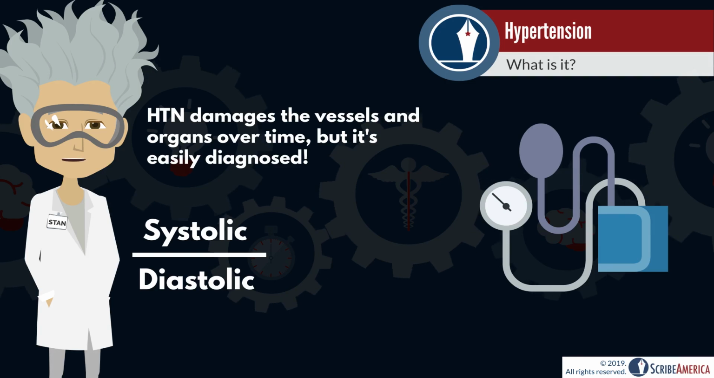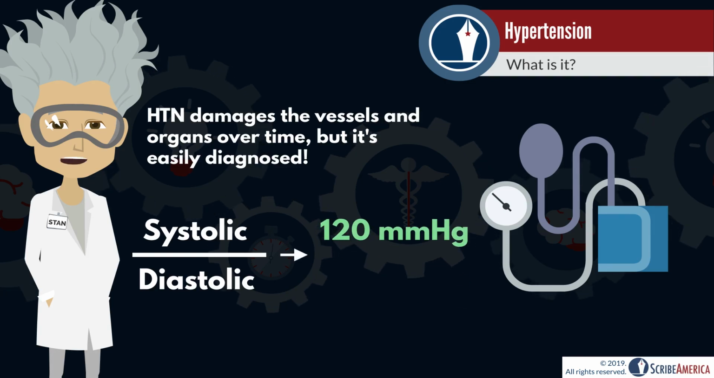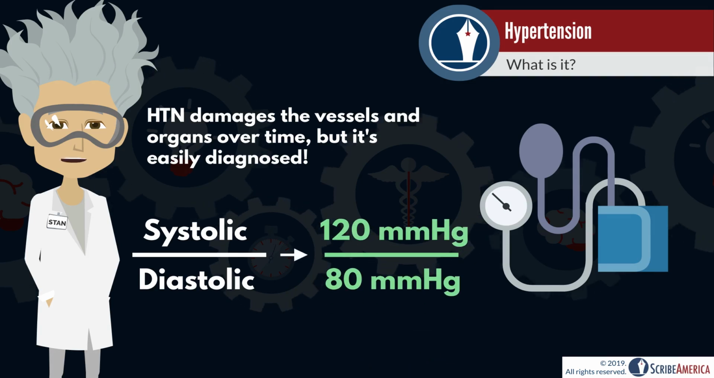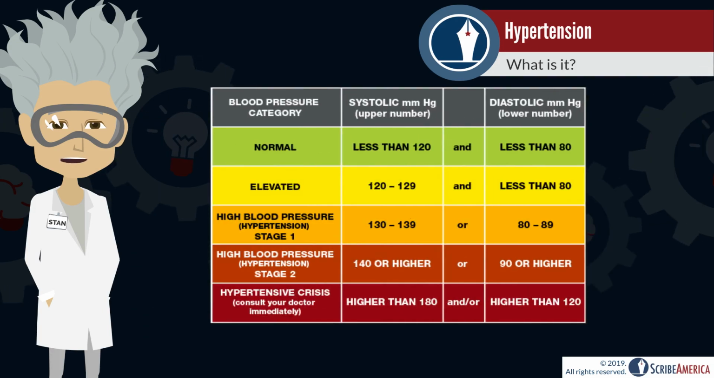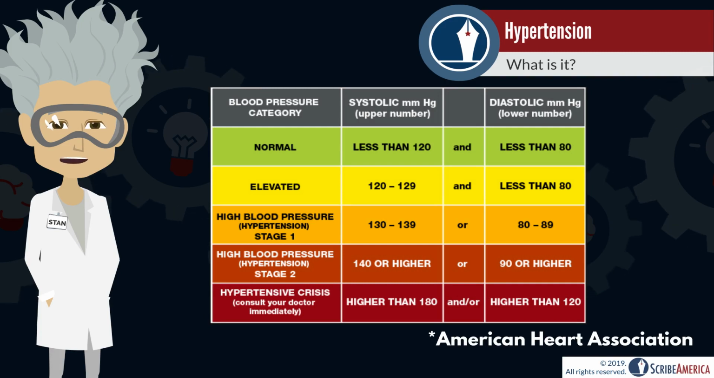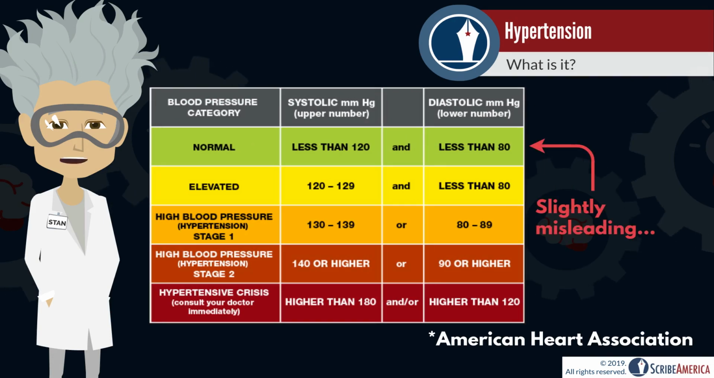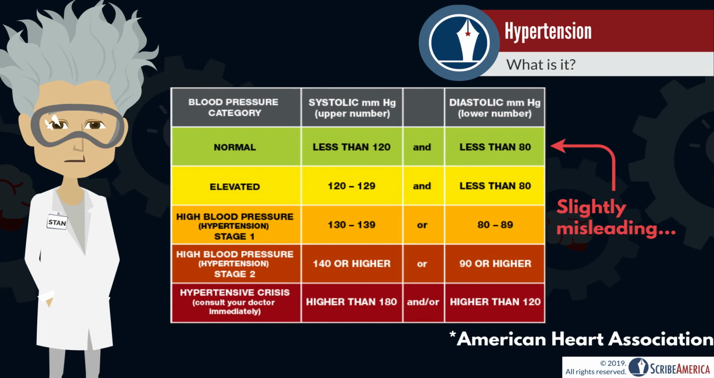Blood pressure readings measure systolic blood pressure, the larger number, and diastolic blood pressure, the smaller number. Major blood pressure stages can be seen here in this table created by the American Heart Association. Keep in mind that anything less than 120/80 doesn't truly mean that the blood pressure is normal. Once we go below 90/60, we're entering hypotension, but that's another topic entirely.